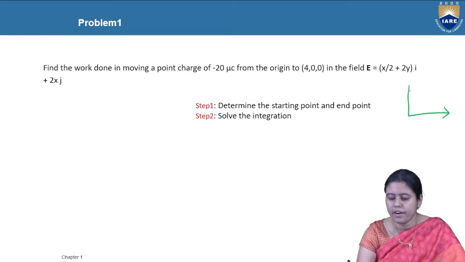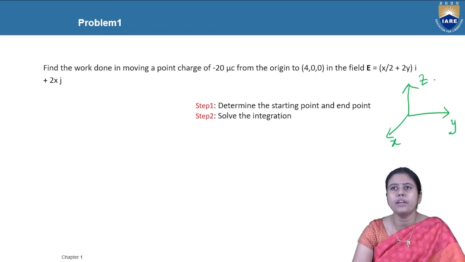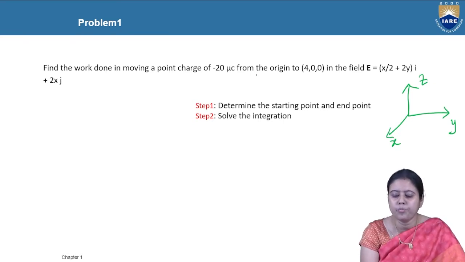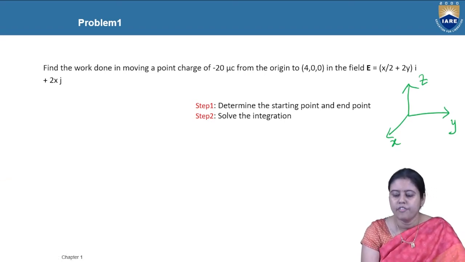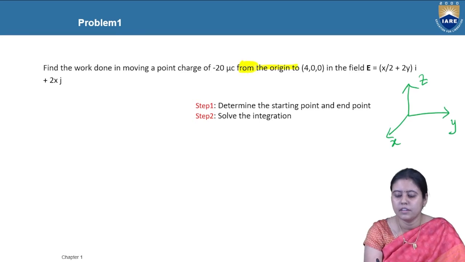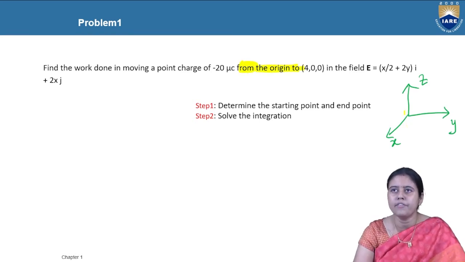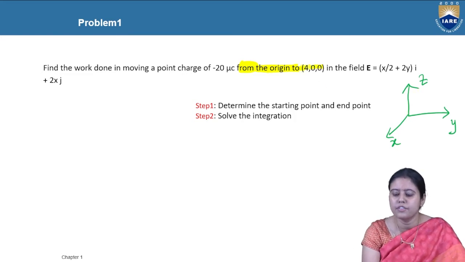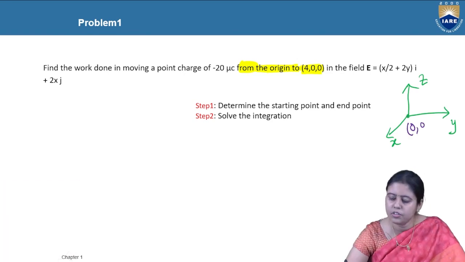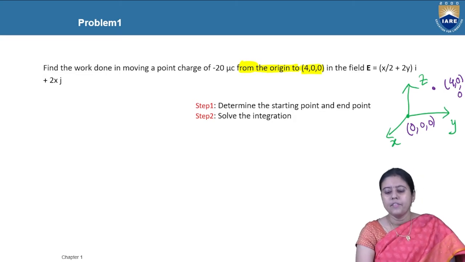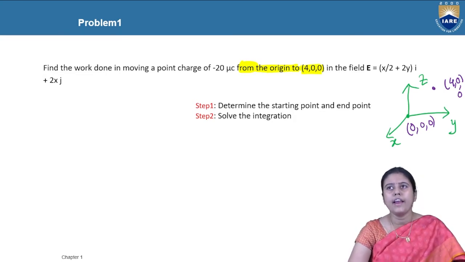So what is the starting point and end point? This is our x, y, z. What is the meaning of starting point? Starting point is from origin. This is from origin. So what is the point? From origin to the point (4,0,0). 4,0,0 means it is on the x-axis. 0,0,0 to another point, and what is the point? 4,0,0. So we can write the starting point is origin and end point is (4,0,0).